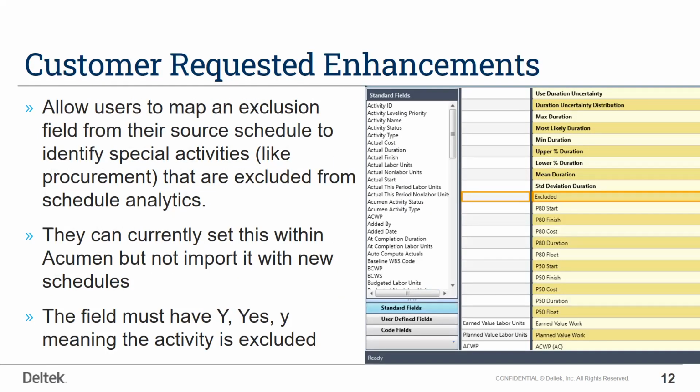We've also done a few other enhancements to the Fields tab as well as the Forensics tab. We've added the ability to exclude certain fields that you may not want included in schedule analytics. This is something you could do prior in Acumen each time you loaded a schedule, but by having this available in the Fields tab, you can save it as a template and not have to set it every time you want to exclude certain portions of the schedule from schedule analytics.